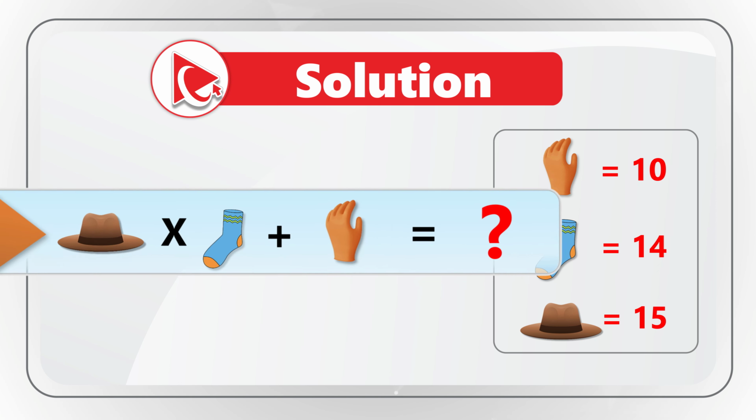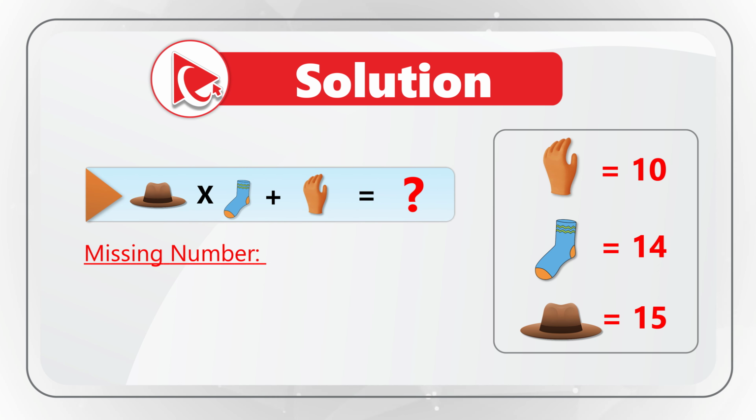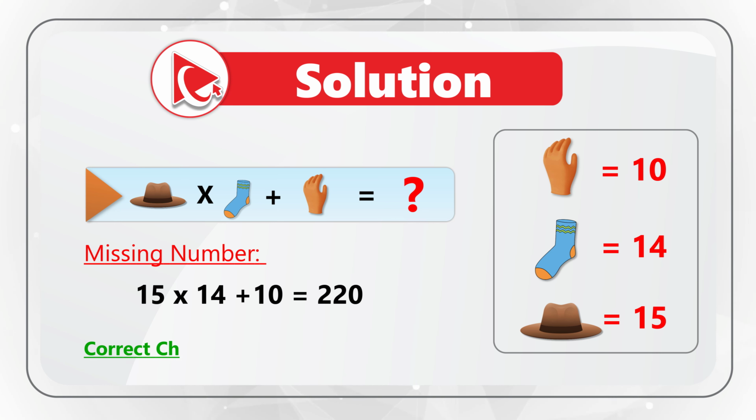Now we are ready to calculate the missing number. And to do that, we need to multiply 15 by 14 plus 10, which is 220. This is the value of hat multiplied by the value of sock plus glove. So the correct answer here is choice B, 220.